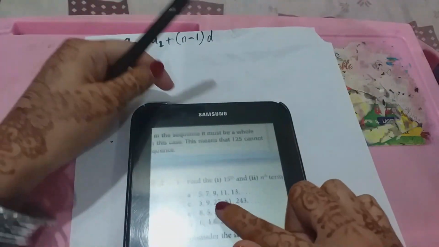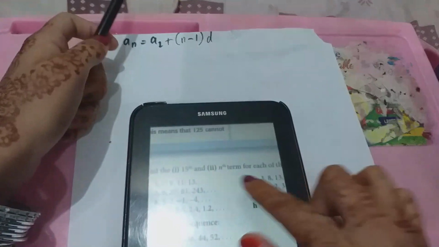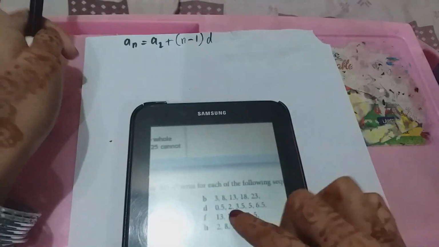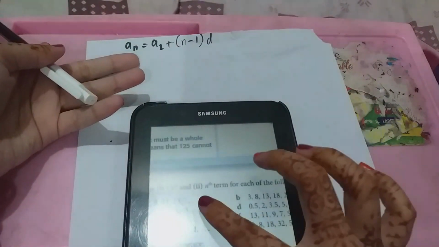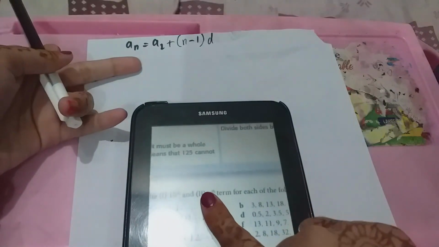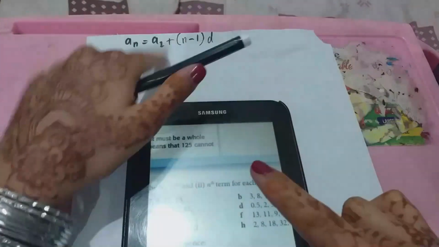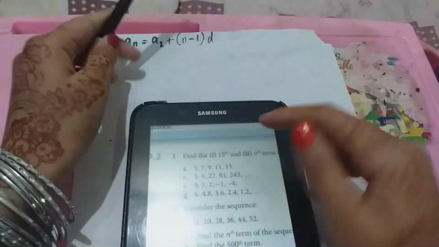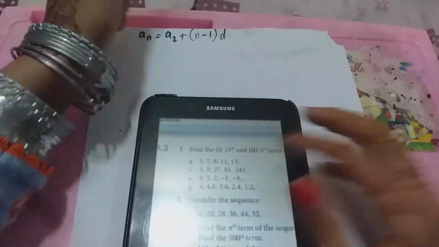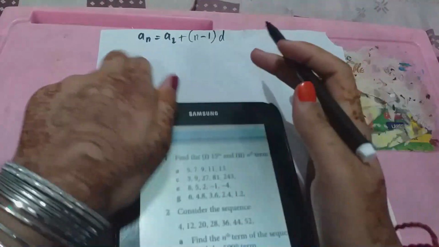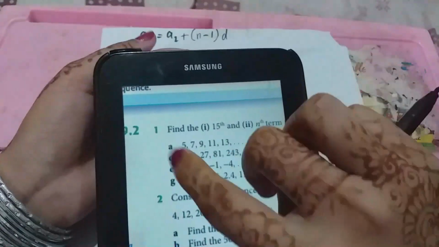Question 1 is: find the 15th and the nth term for each of the following sequences. Now this nth term means any term. We don't know which term they are talking about, so we will simply write here n and then use the formula. For example, part 1 is 5, 7, 9, 11, 13. So what's the common difference? The common difference is plus 2. 2 is being added to each number to form the next term.